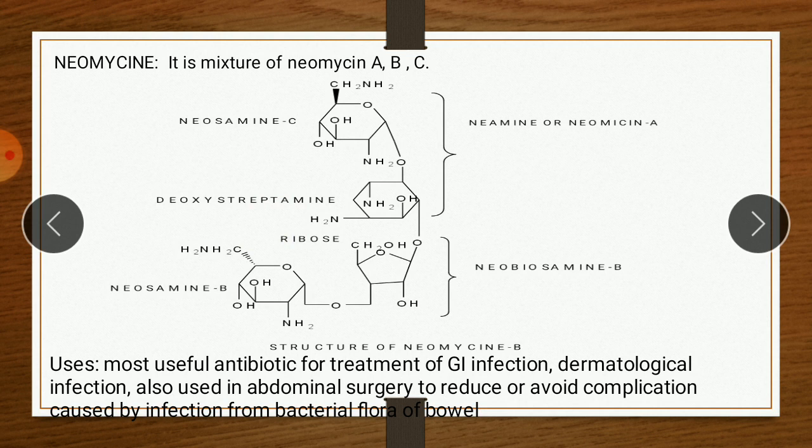Uses: it is the most useful antibiotic for treatment of GIT infection, dermatological infection, and also used in abdominal surgery to reduce or avoid complications caused by infection from bacterial flora of the bowel. So these are the main uses of Neomycin.